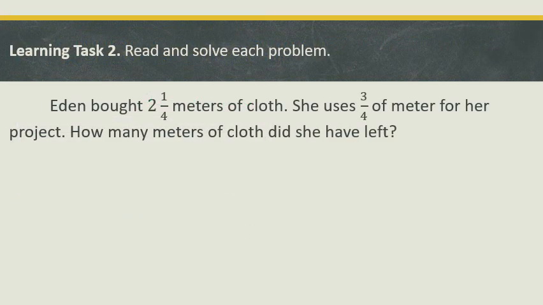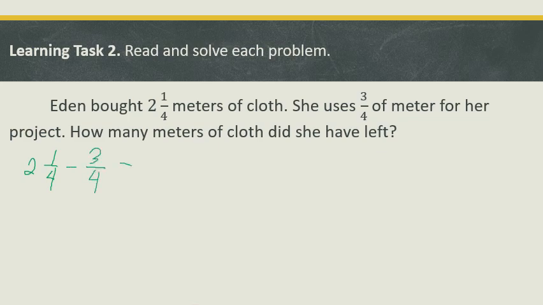Okay, so para sa learning task 2, so let us read and solve each problem. So Eden bought 2 and 1/4 meters of cloth. She uses 3/4 of meter for her project. How many meters of cloth did she have left? Pag ang tanong ay did she have left, ilan yung natira? So ito pa ay minus. So ang kabuuan pong cloth ni Eden ay 2 and 1/4. Ngayon, binawasan daw siya ng 3/4 para sa kanyang project. So, binawasan siya ng 3/4. So, ilan daw ang natira?